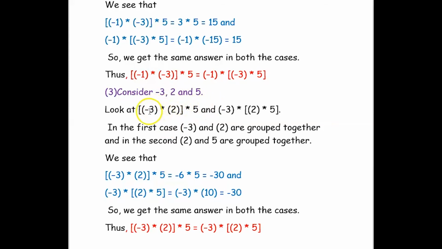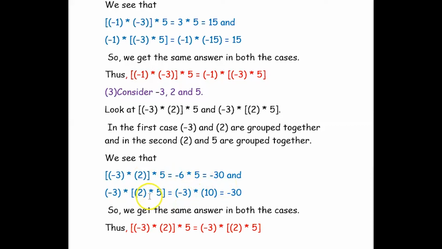So first we will group negative 3 and 2, and then second we will group 2 and 5. So first case negative 3 into 2. So here odd number of negatives. So our answer will be negative. 3 into 2 is 6. So negative 6 into 5. So that will be negative 30.